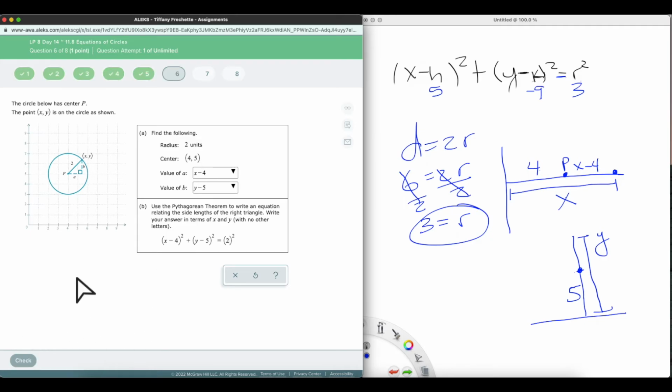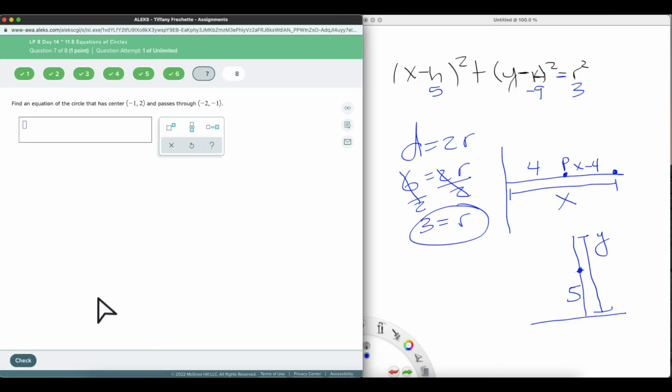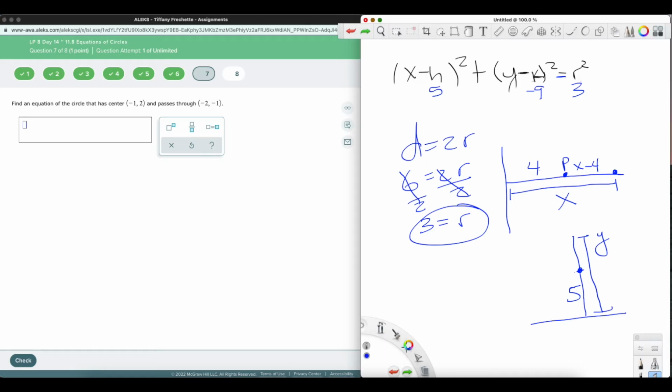All right, a couple more of these. It says, find an equation of a circle that has center (-1, 2) and passes through (-2, -1). I wanted my eraser.